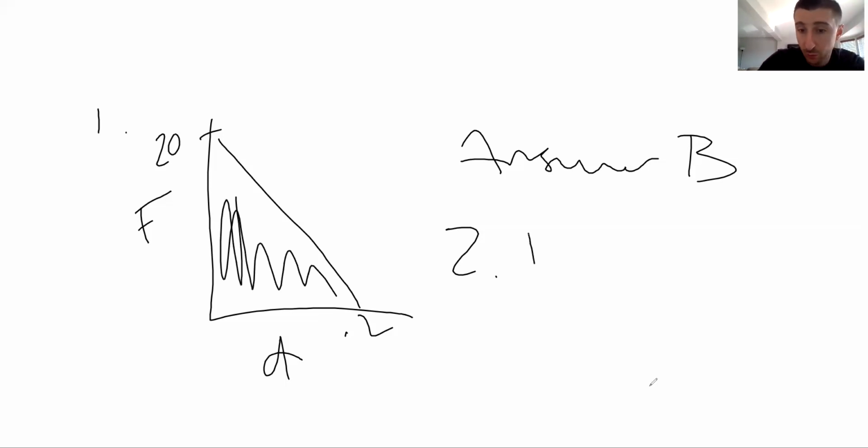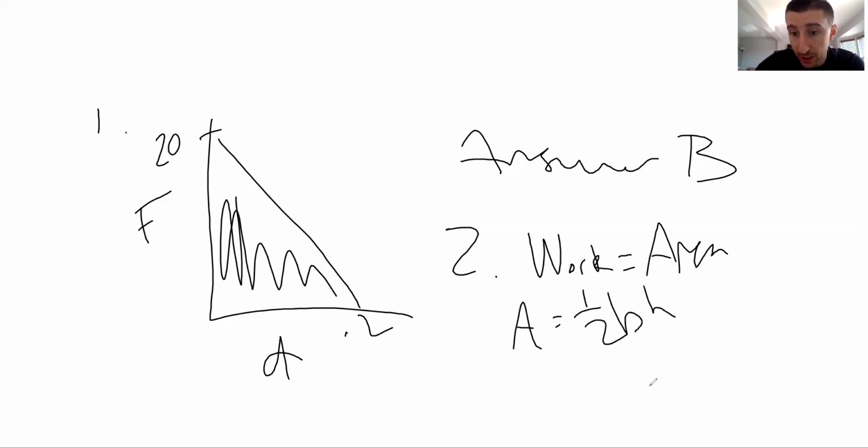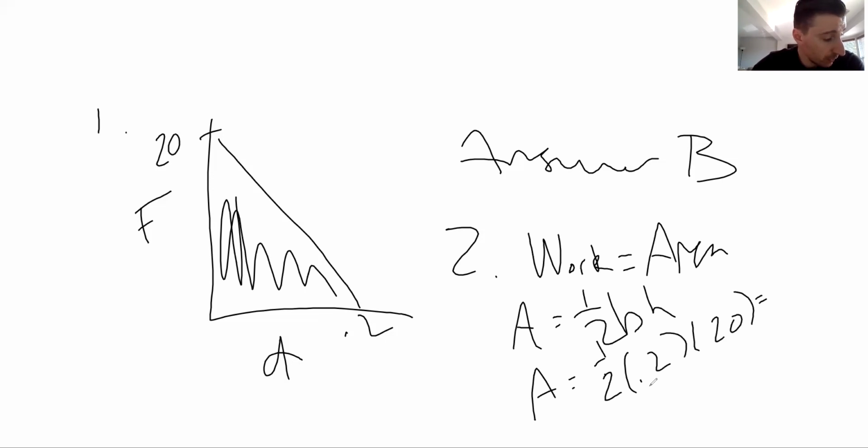It's a triangle, so for work I just need the area. Area equals 1/2 base times height. Base is 0.2, height is 20, and I get 2 joules of work. Answer. All right, so that's 1 and 2. I'm going to clear this guy out.